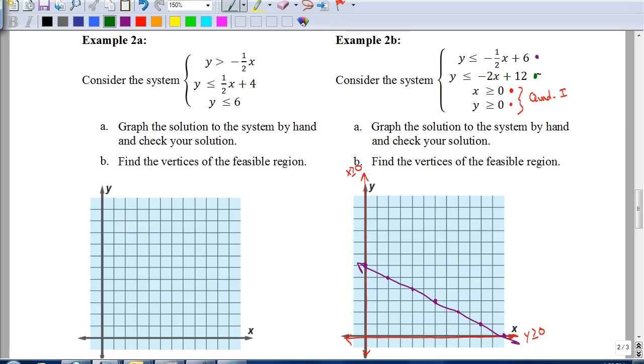So this one has a y-intercept of 12, which is way up here, and a slope of negative 2, meaning down 2 to the right 1, down 2 to the right 1, down 2 to the right 1, and so on. And this one also we use a solid line.